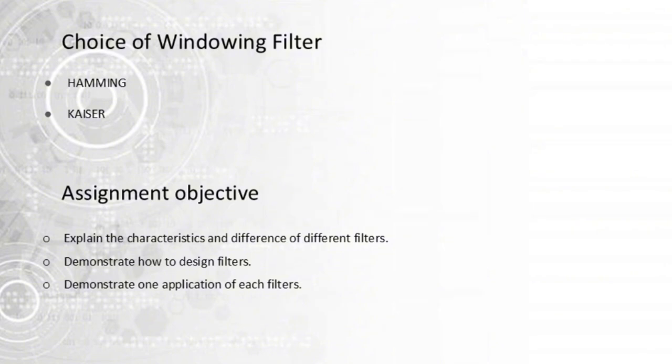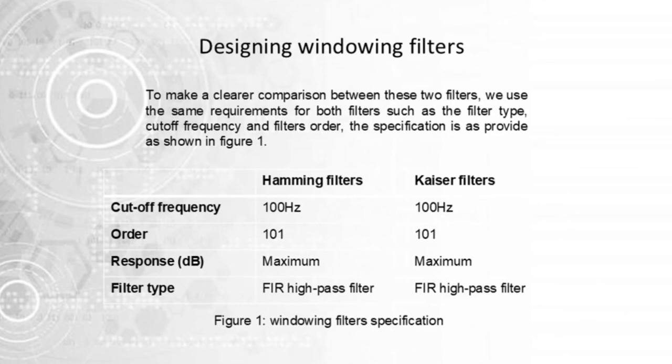Next, our objectives for the assignment. First, to explain the characteristics and differences between the two filters. Number two is to demonstrate how to design a filter using each window. Lastly, to showcase one practical application for each filter. By comparing the filters, we aim to understand their strengths and decide which is better suited for different scenarios in signal processing.